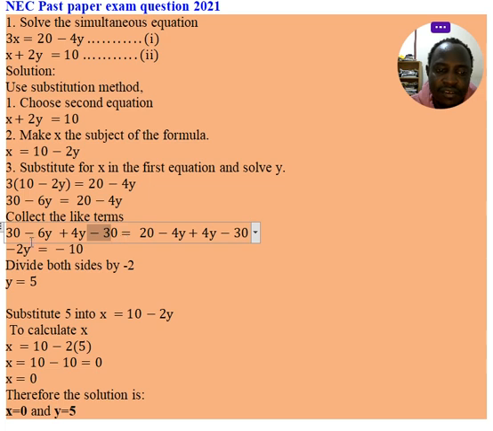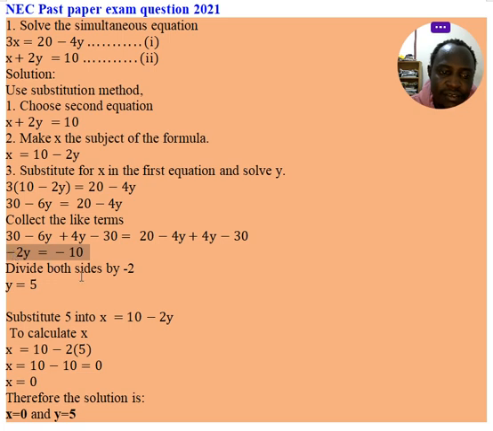So 0 here and 0 here, so that we remain with negative 6y plus 4y. Negative 6y plus 4y is like saying 4y minus 6y, which gives us negative 2y. And then the 30 here will also cancel out, so we remain with 20 minus 30, which is negative 10. So negative and negative will cancel out, so we divide both sides by negative 2. We now have y is equal to 5, because negative 10 divided by negative 2 is 5.